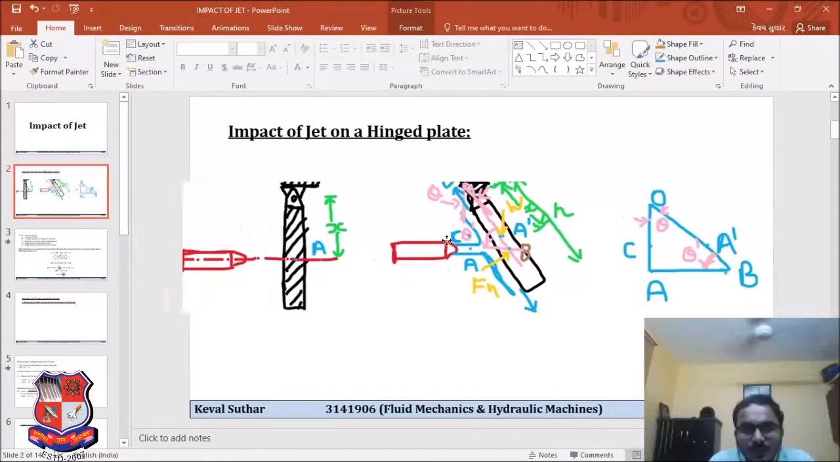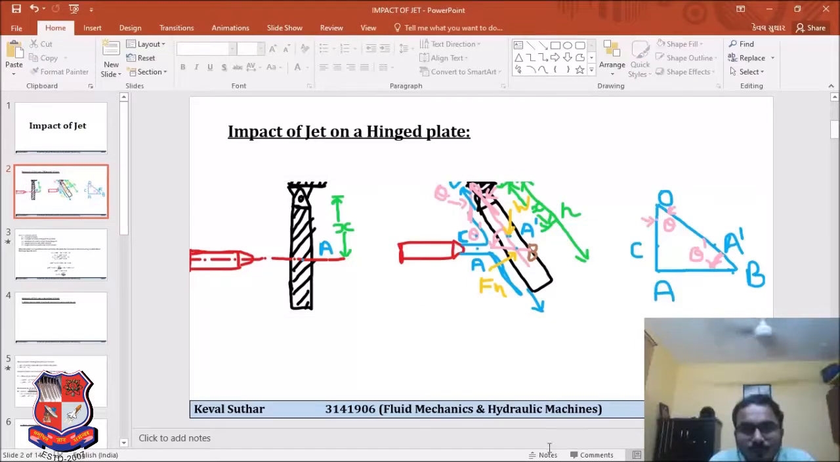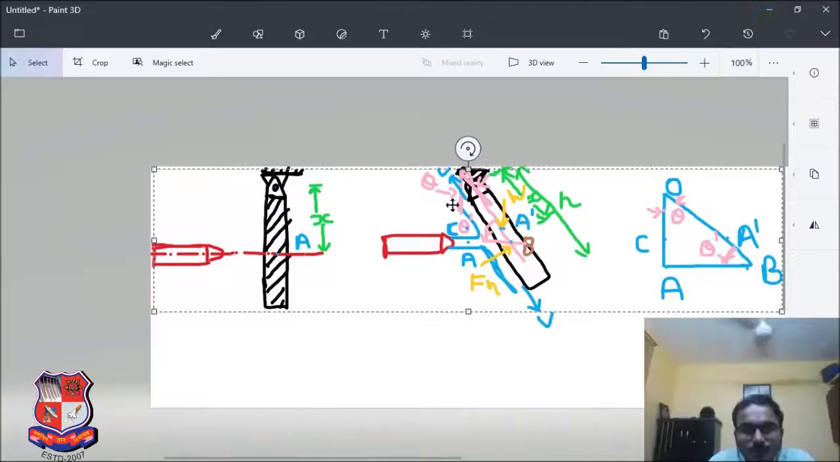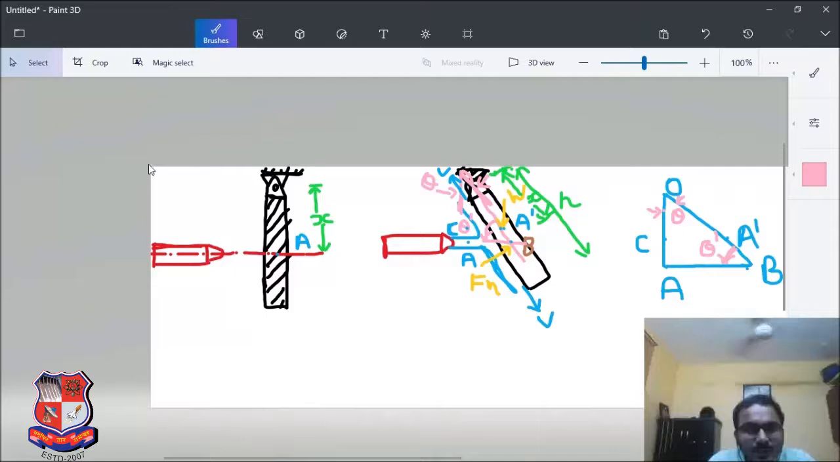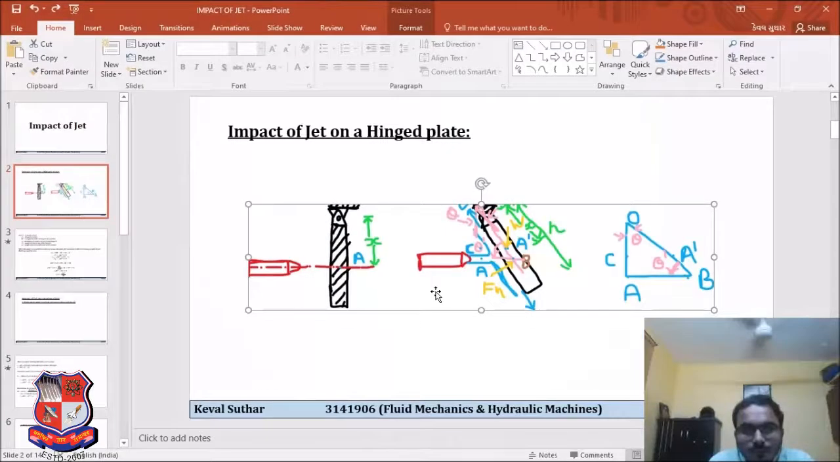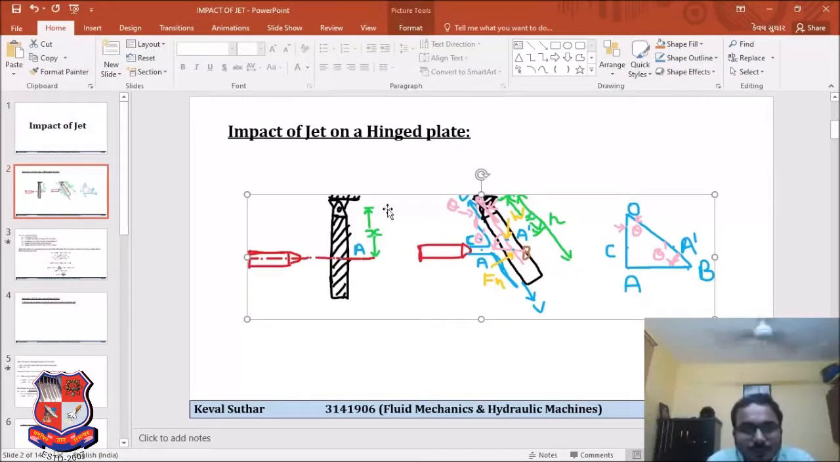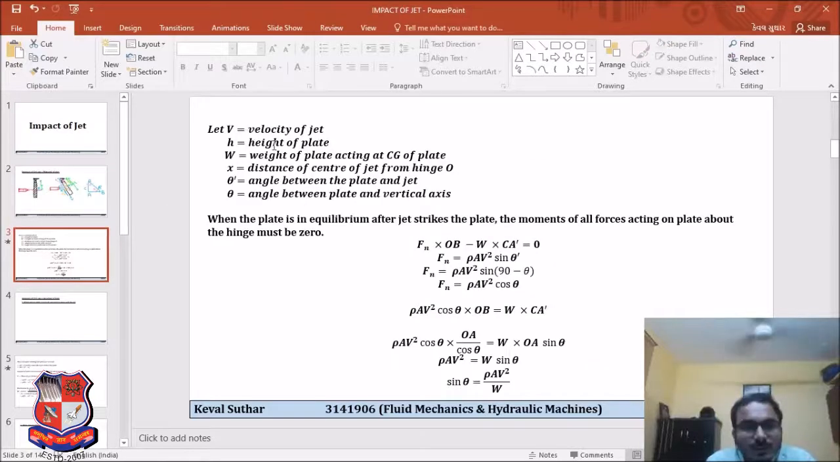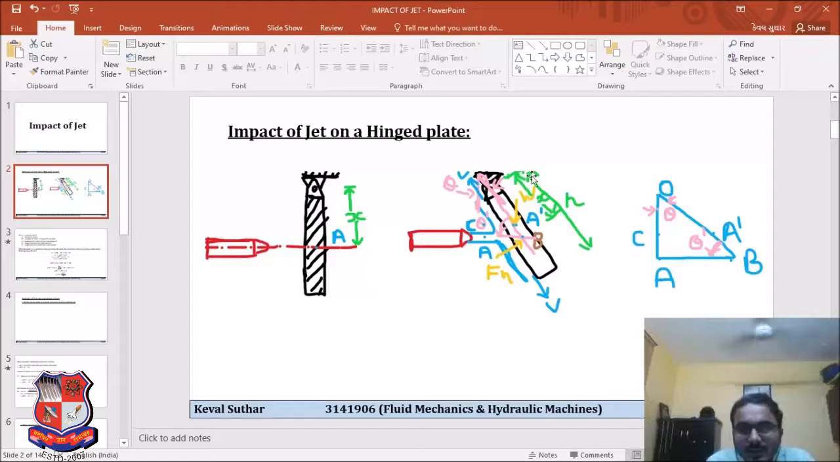So this is the way it will be working. Okay, let me take it again. Okay, so this will be our figure, and now we will go through nomenclature. V is the velocity of jet, h is the height of the plate, this h, green color h is the total height of the plate.